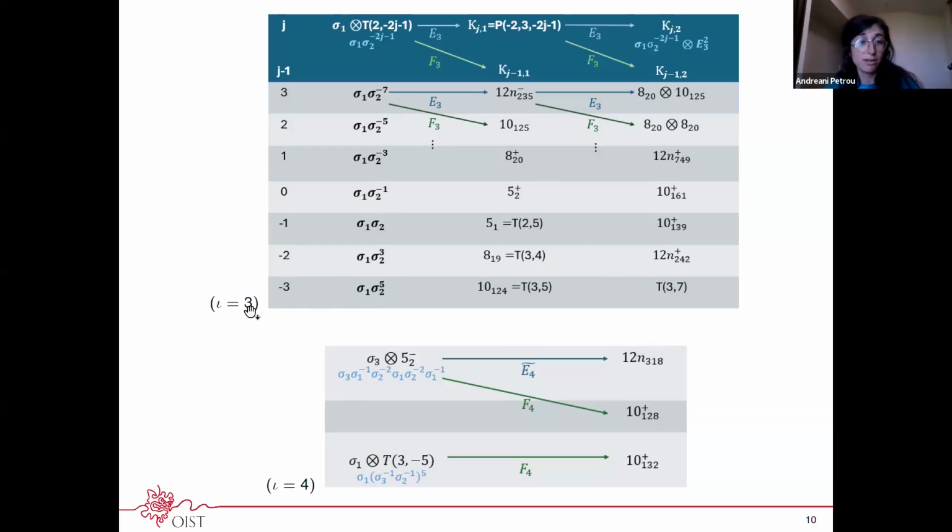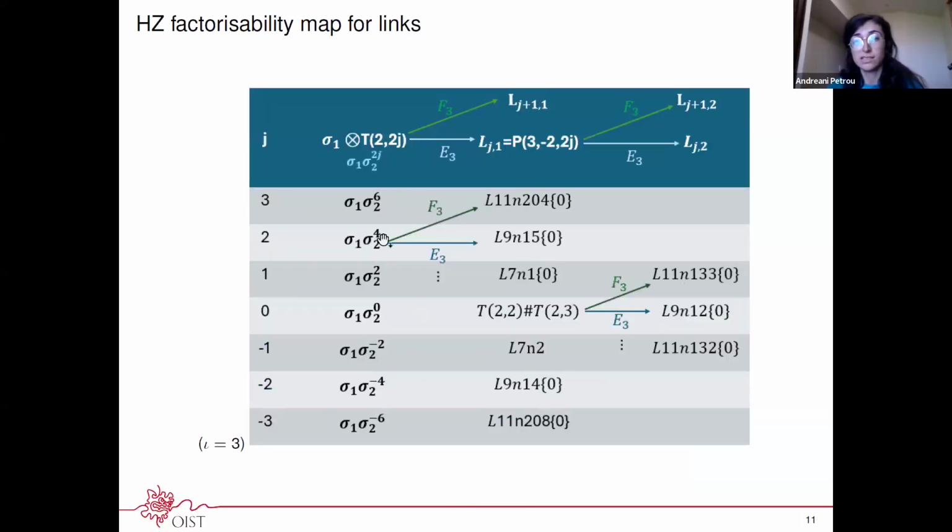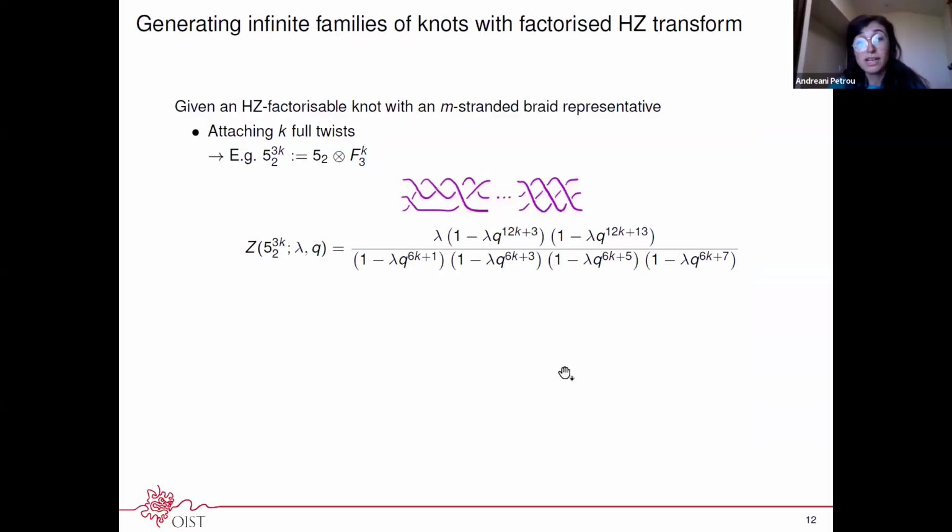And this is for three-strand braids, but for four strands we have another map. And similarly for links, we can do the same, starting from some three-stranded version of torus links with two strands. Then we do Jucys-Murphy and full twist to get all the other ones. And furthermore, we can actually apply the full twist an arbitrary number of times, that we call k, and the factorisability property is still preserved.